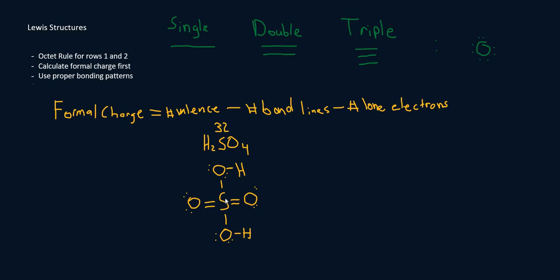But what about sulfur? Right now we're showing sulfur with more than 8 electrons around it. Is that okay? Yes, because sulfur is in row 3, and we know that elements beyond row 3 can accommodate expanded octets.